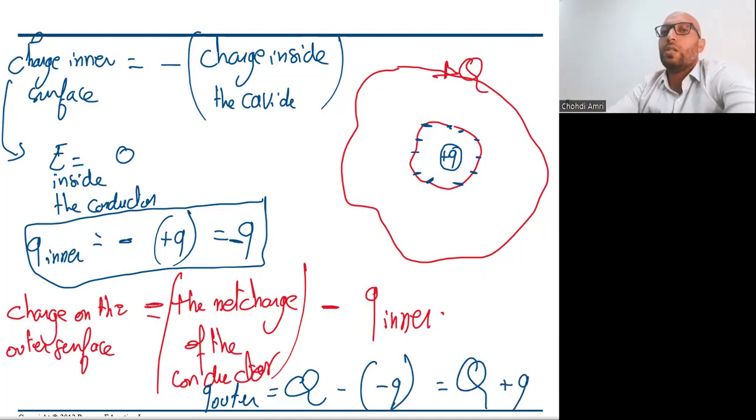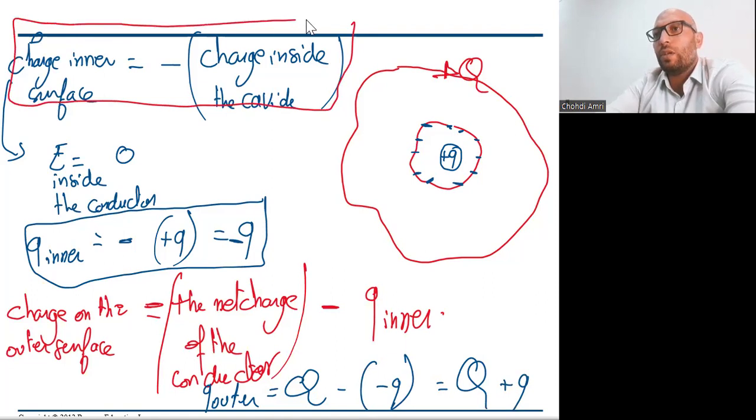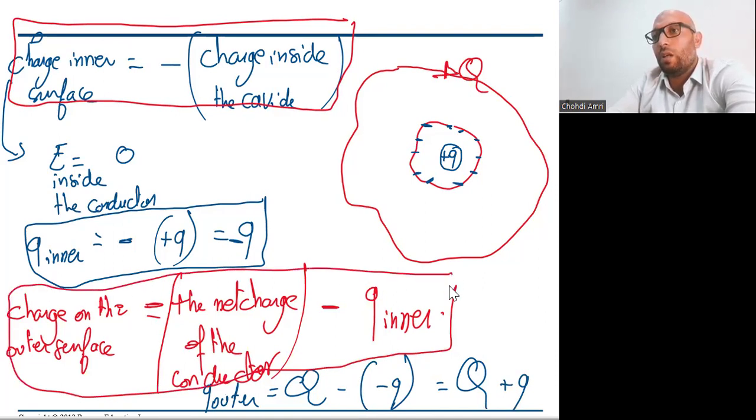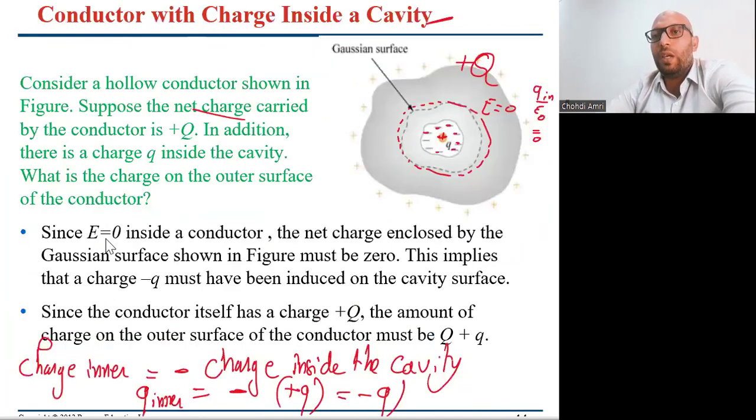So we are done. These are the two equations, the charge of the inner surface and the charge of the outer surface. And we are done. Let's see here the explanation.